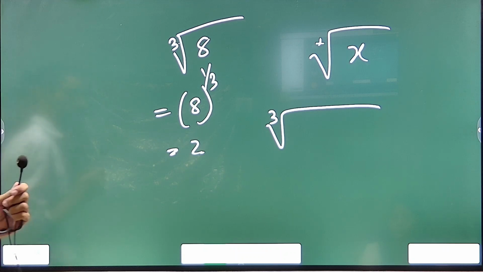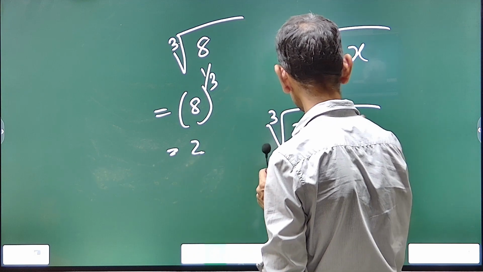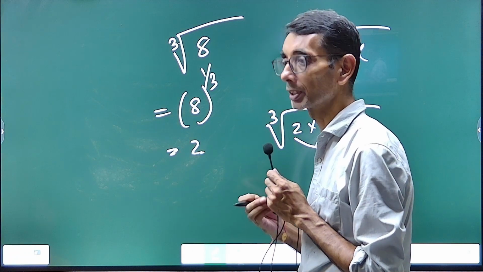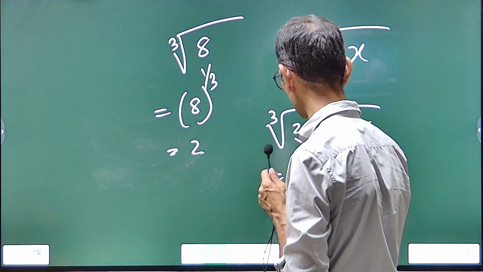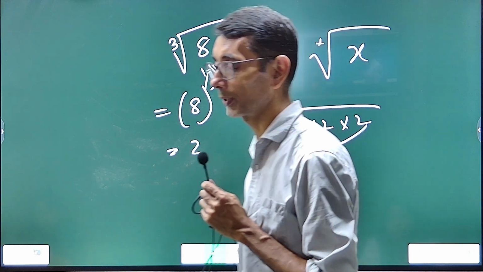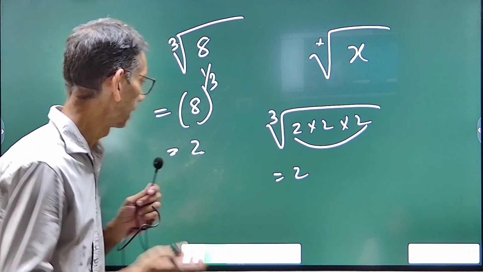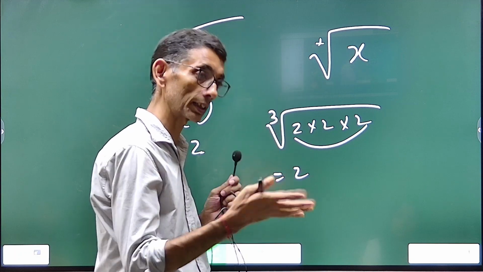So how does the cube root come out? 8, I write as 2 into 2 into 2. Always try to write three same numbers. When you find a cube root, you have to take only one number out of the three. That's the way you have to find cube root. So cube root of 8 is equal to 2. Got it? Because 2 can be written 3 times. If it is a cube root, take one from three; if it is a square root, take one from two.